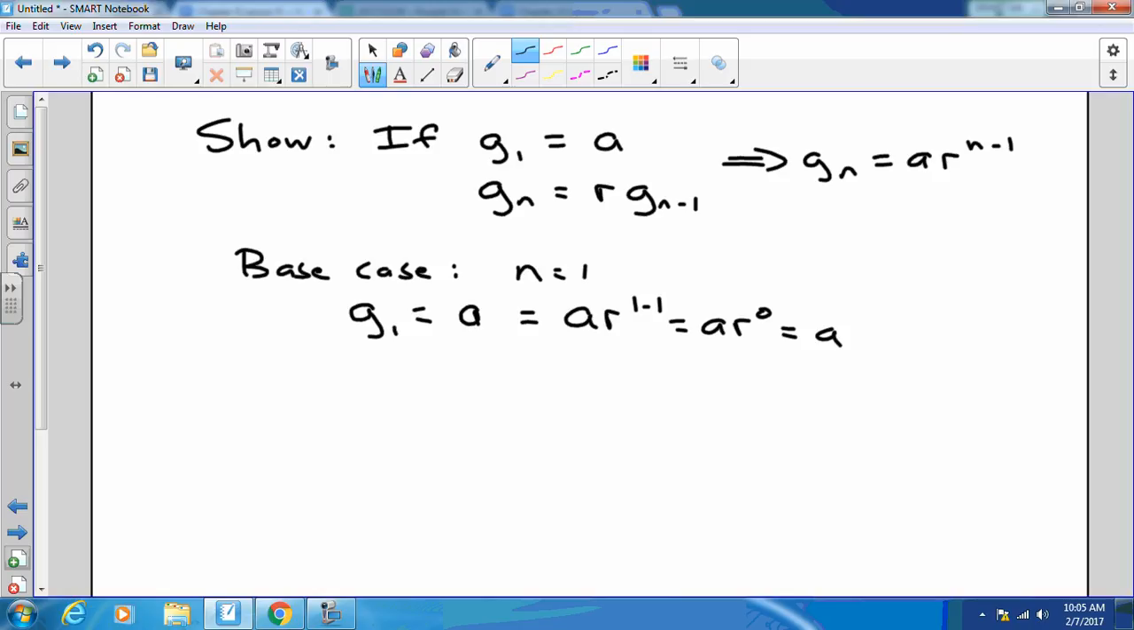Okay, so what we did here, just to make sure the logic is clear, first of all, we took from the if part of our statement right here, we took G1, which we knew to be a. And then we showed that if I substitute 1 into this expression right here, I get the exact same value. And so that shows that when n equals 1, this statement is true. G sub 1 equals a implies that G sub 1 equals a. So that's the base case.